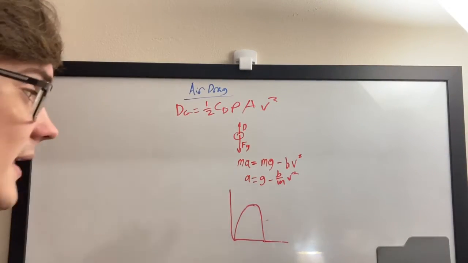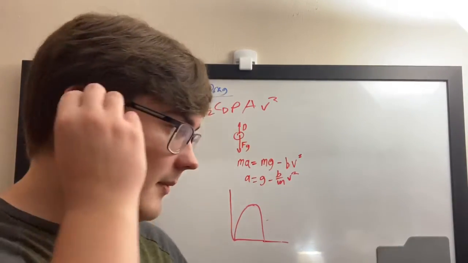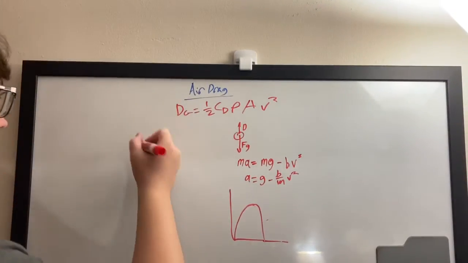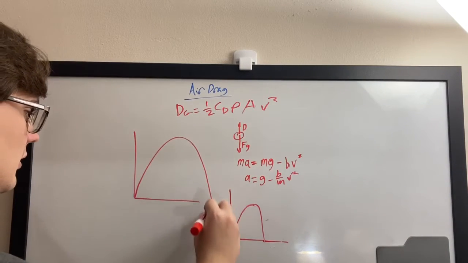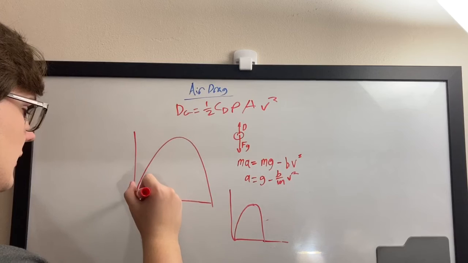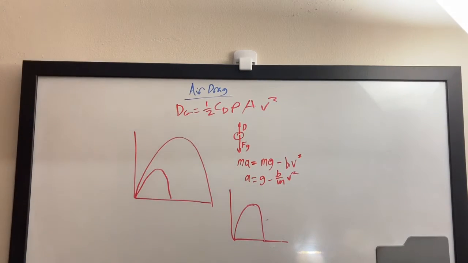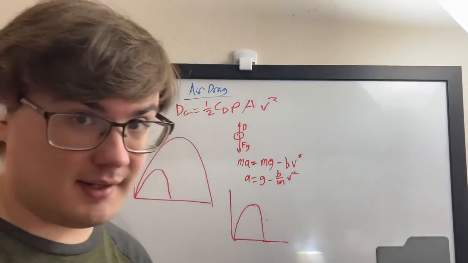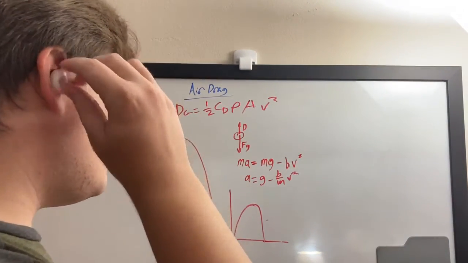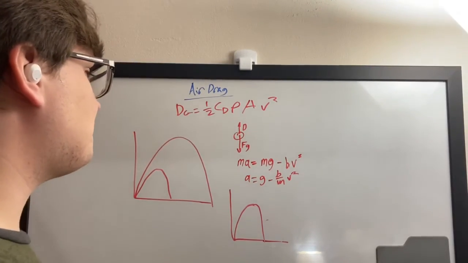And admittedly, it doesn't look like a parabola. It really, really doesn't. And you might even compare the two. If this is what it looks like without any air drag, this is what it looks like with air drag. It doesn't go as far, it doesn't go as high, nothing. Which is pretty weird. It's pretty weird to think about.